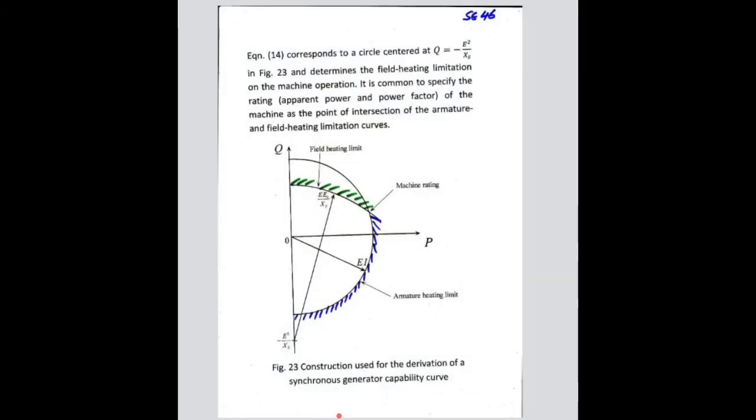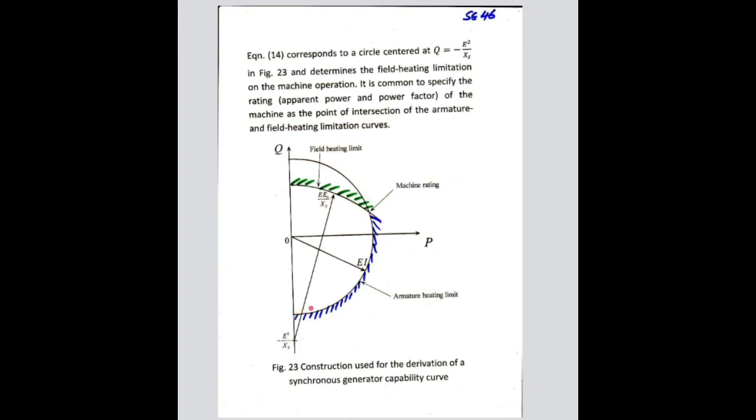So this is what I've shown in this curve here. This is the circle, which is shown by the green portion, right? This is called the field heating limit of the generator, and it's showing you the maximum amount of reactive power your generator can produce, right?